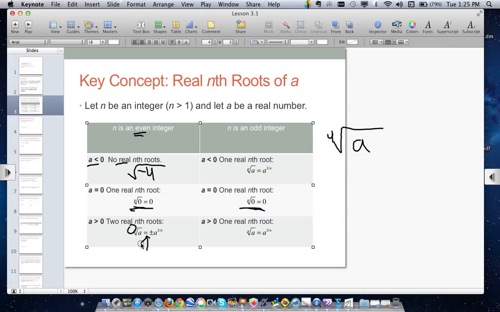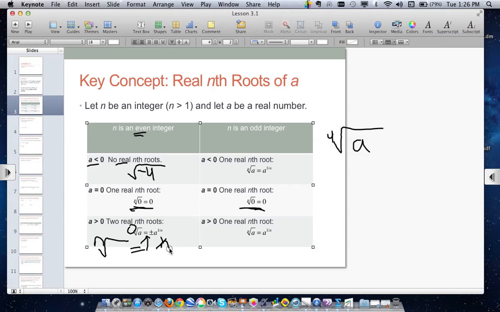Now, notice that in order to take it from the radical into the rational exponent, we take whatever is going on here with the n, and we put it as a fraction. In the next couple of slides, this will make a little bit more sense.